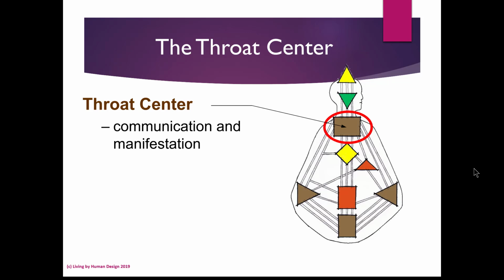So the throat center is the center for communication and manifestation with words or action. It's the brown square, third from the top, and it's all about speaking and doing. It's all about making things happen in the world. If you believe, as I do, that thoughts become things, this is the place where they become things.